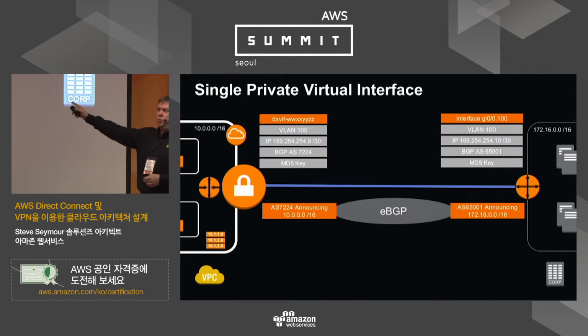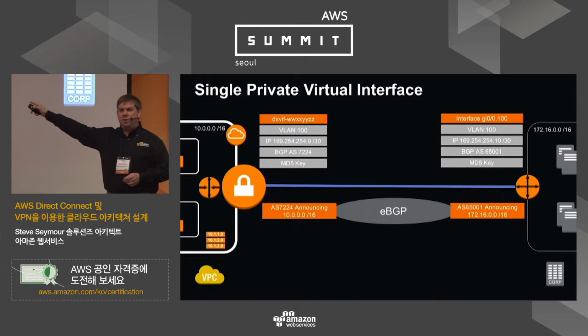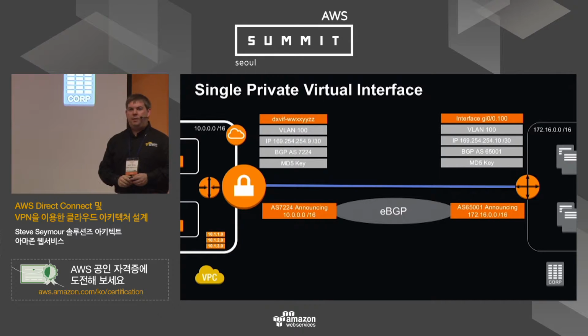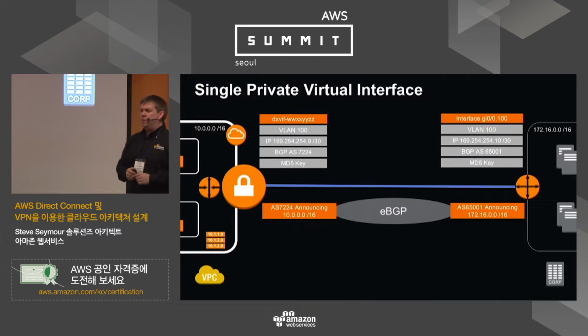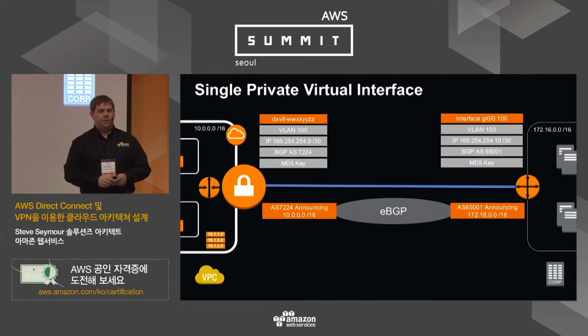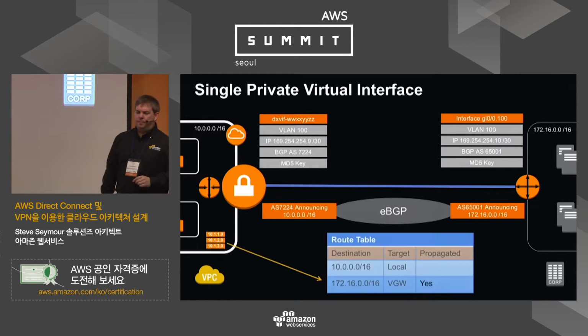From the AWS side, we will now announce 10.0.0.0/16. From the customer side, you can announce whatever you like, up to 100 prefixes. So in this example, 172.16. The two are now exchanging routing information. The virtual gateway knows how to talk to your network. But we still have one more thing to do.